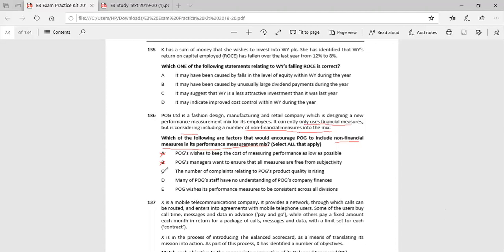Yes, they might have received a number of complaints from the customers. Customer satisfaction was not there. Therefore, they would have considered this one. Okay. D says many of POG staff have no understanding of POG's company finances. Then E, POG wishes its performance measures to be consistent across all divisions. So between the two of them, which one is correct?